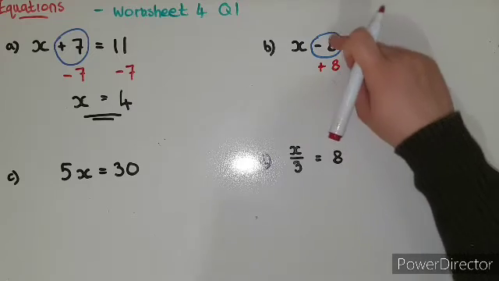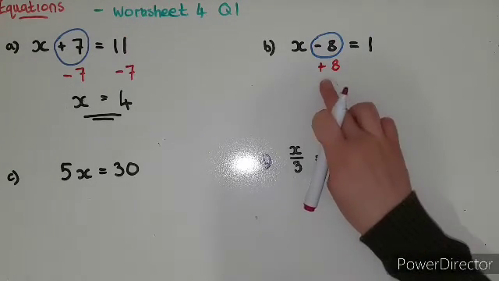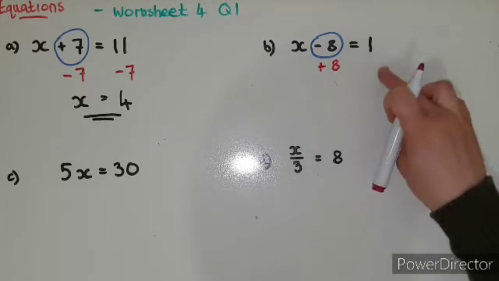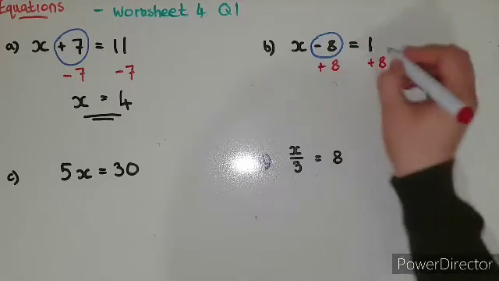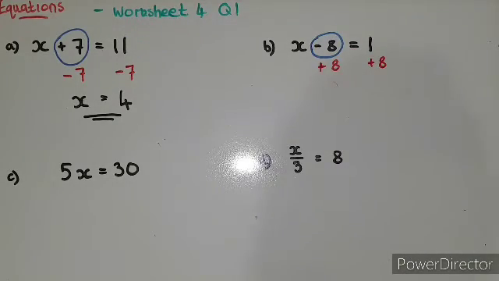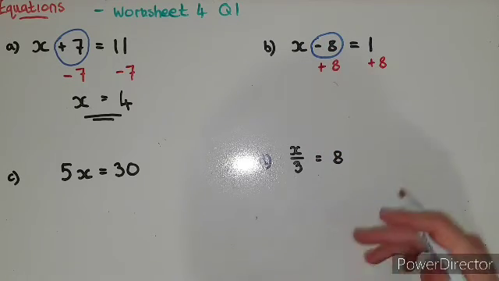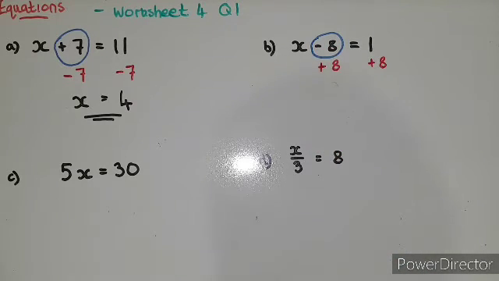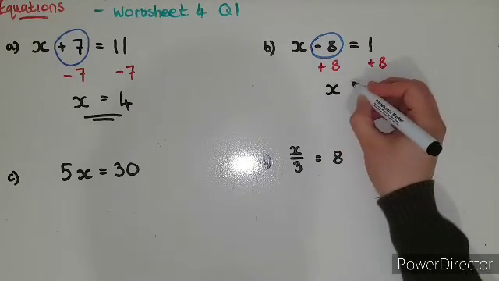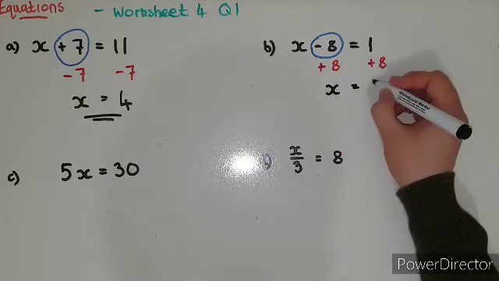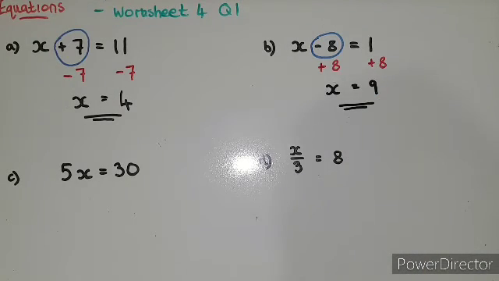So this add 8 is going to cancel out that subtract 8. But because I've done that to the left hand side of the equation, I need to do it to the right hand side as well. So I need to do it to both sides because they're equal to each other. Like I say, the negative 8 and a positive 8 cancel each other out because they are opposites. So all I'm left with here is just x. And on the right hand side I get 1 plus 8, which is 9. So x is equal to 9 in this case.